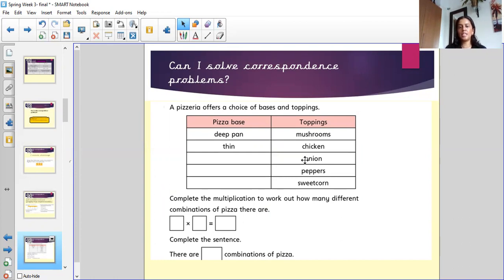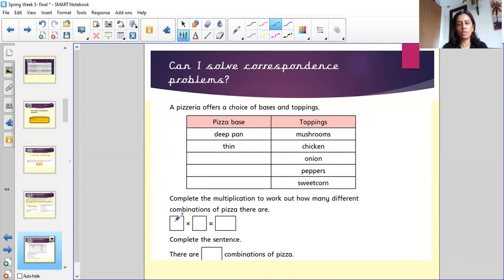Well, we would just be multiplying the amount of different types of pizza base by the amount of toppings. So we have 2 pizza base types, and we've got 1, 2, 3, 4, 5 different types of toppings. So 2 times 5 equals 10. So it says, complete the sentence, there are 10 combinations of pizza.